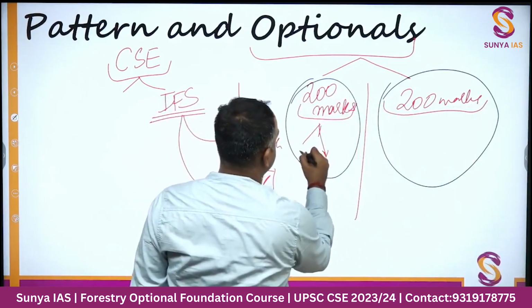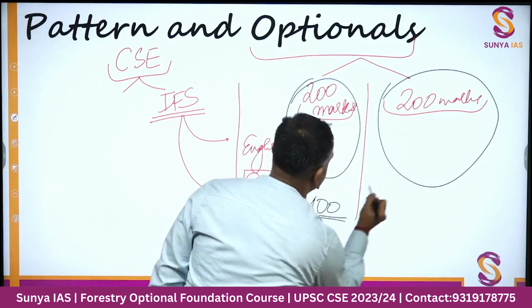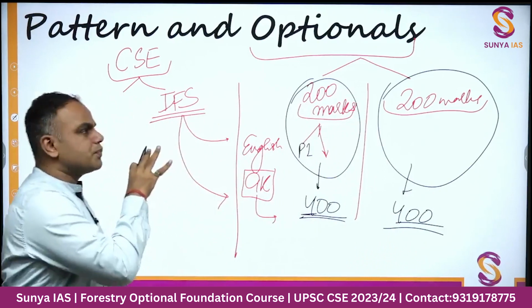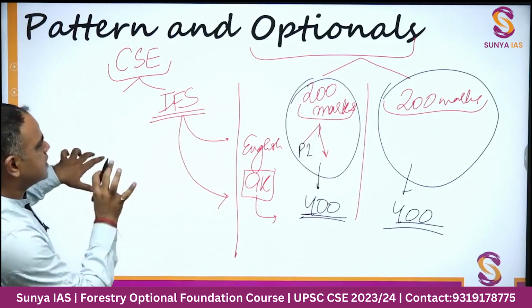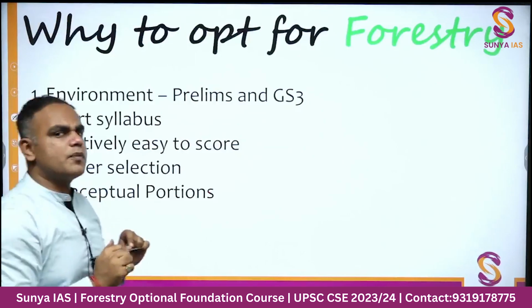So 200 marks for paper 1, 200 for paper 2. Effectively the first optional is 400 marks, whereas the second optional is also 400 marks. So first of all, this is the basic pattern here. And why should you opt for forestry?